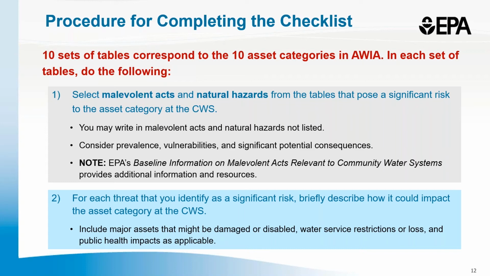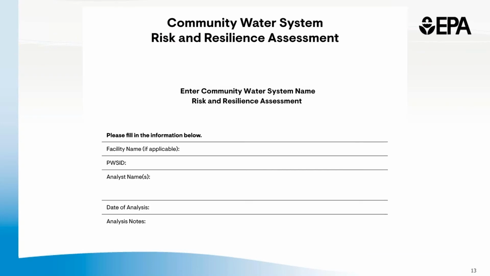And remember the prevalence and the vulnerabilities and the consequences that we talked about earlier. And if you want some help on that, there's EPA's baseline information on malevolent acts relevant to community water systems that can provide additional information. And then for each threat that you pick, you briefly describe how it could impact the asset category in the community water system.